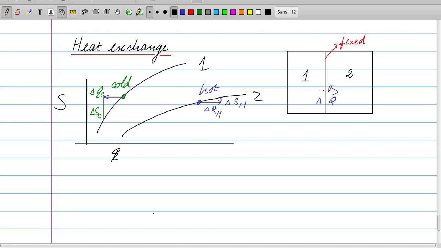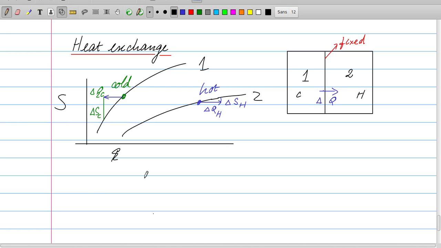Now we assume that heat is flowing from cold to hot. So there is a positive amount of heat flowing from cold to hot, which means obviously that the cold system would lose energy, delta Q, and the hot system would gain an energy, delta Q, and these are the same in size, because what is lost by system 1 will be gained by system 2.